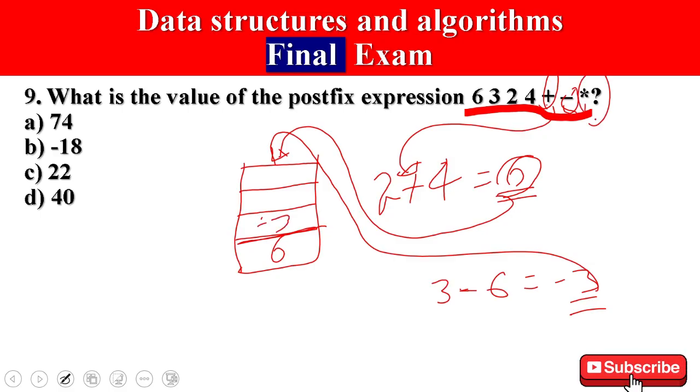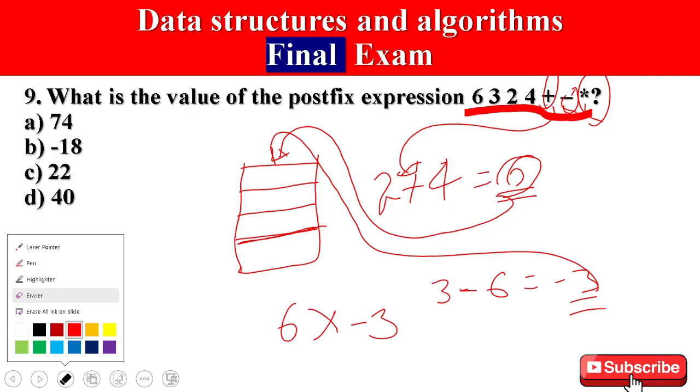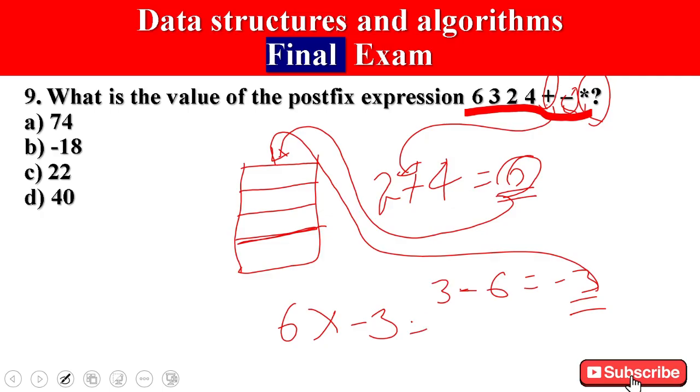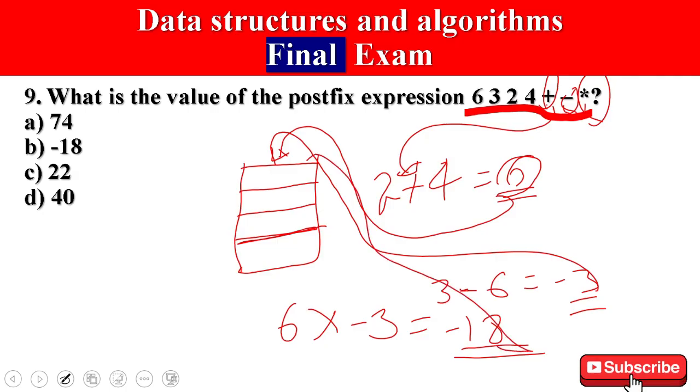The last operator is multiplication. Then 3 is popped, then multiplied by 6, which is popped. Now the stack is free. The result is 18. The stack now contains 18. So the correct answer is B.